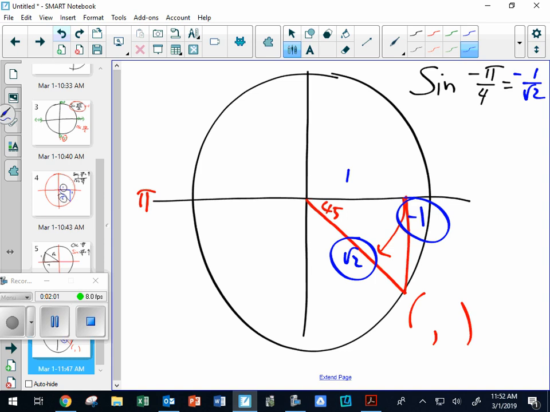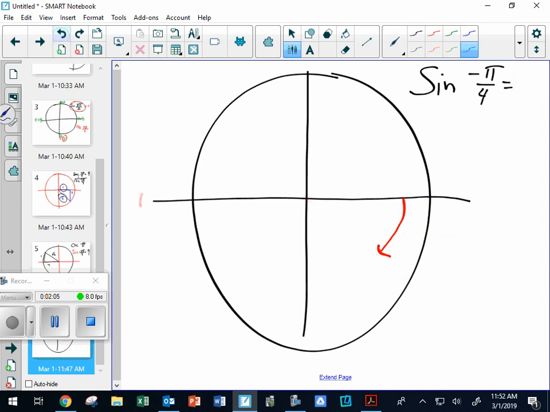So now, what happens if it's weirder? Like, what if it's at a spot where you can't draw a triangle? Like, for instance, negative pi over 2. Now you got to change gears. You can't do opposite over hypotenuse, but you got to remember that sine is which letter? Y. Cosine is which one? And then tangent is? That was really weak.